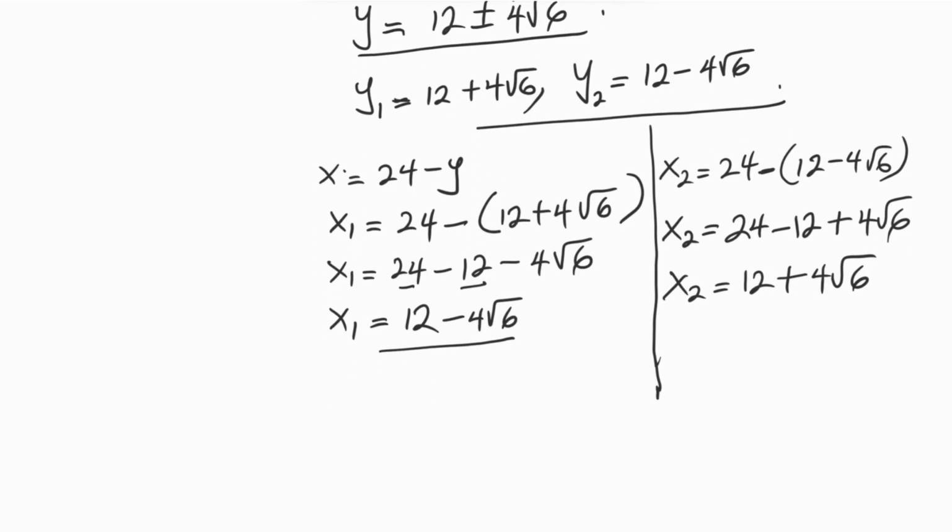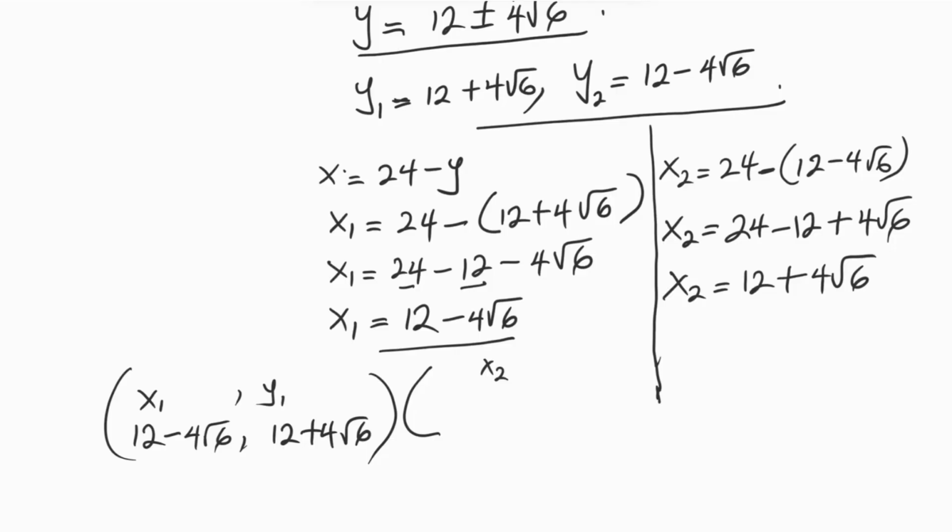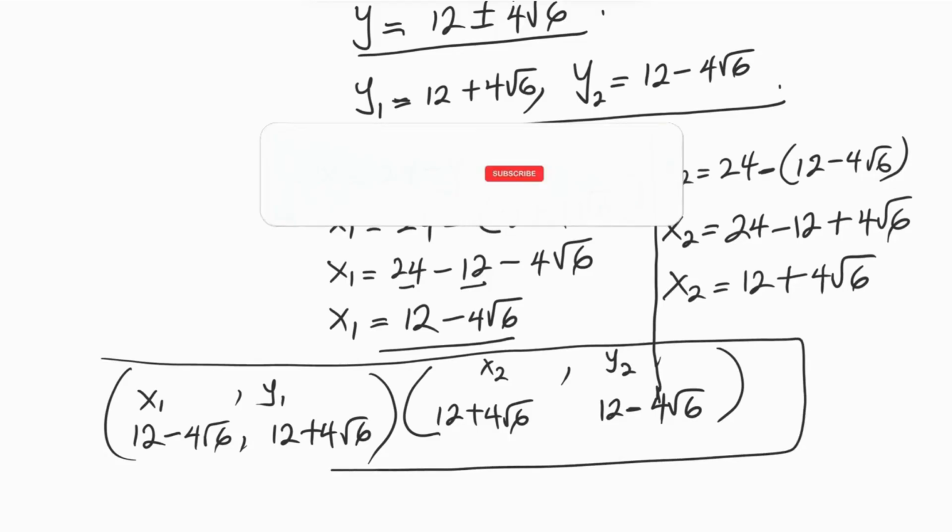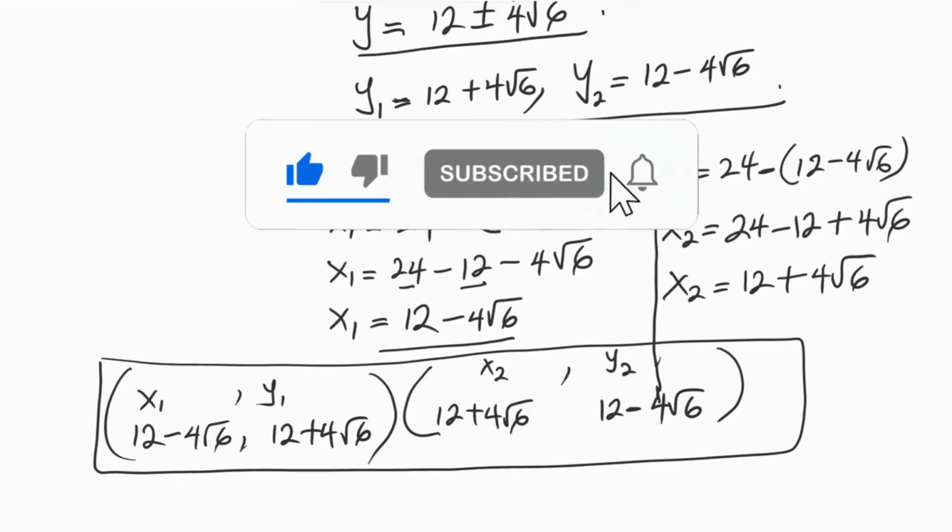Therefore we have that x1 is 12 minus 4 root 6, y1 is 12 plus 4 root 6. And then we have x2 is 12 plus 4 root 6, and y2 is 12 minus 4 root 6. Okay, so now we have values of x1, y1, x2, y2.